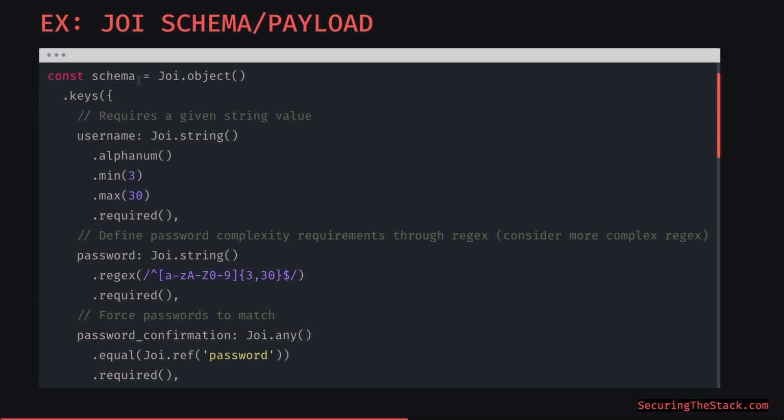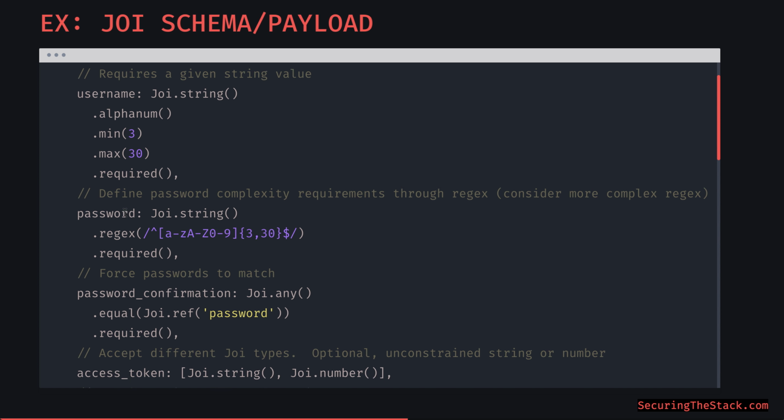So here we are defining a schema. Basically we are expecting a JSON object. That's why we define Joi.object, and we start whitelisting some keys that can come across in that JSON payload. So we have a username. Basically we're defining a string, making sure it's alphanumeric, and we saw some of this in the previous slide, so I'm not going to harp on it.